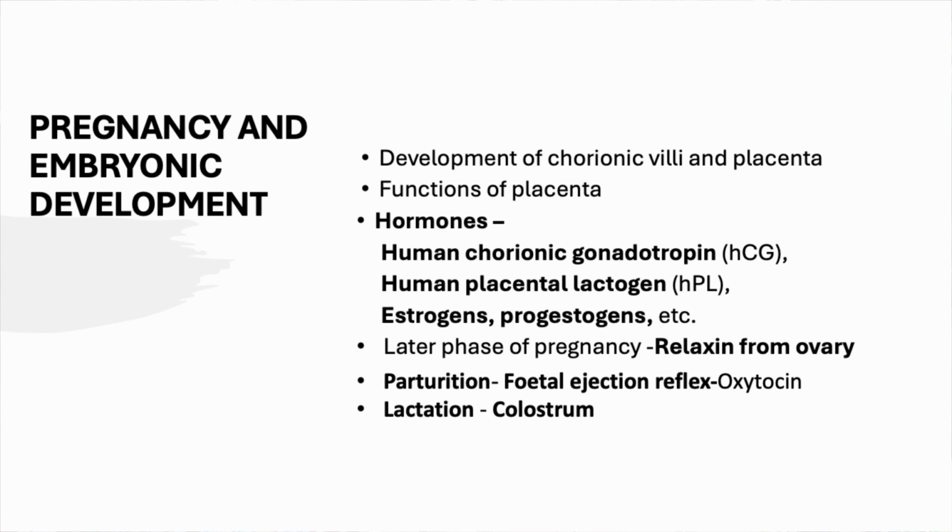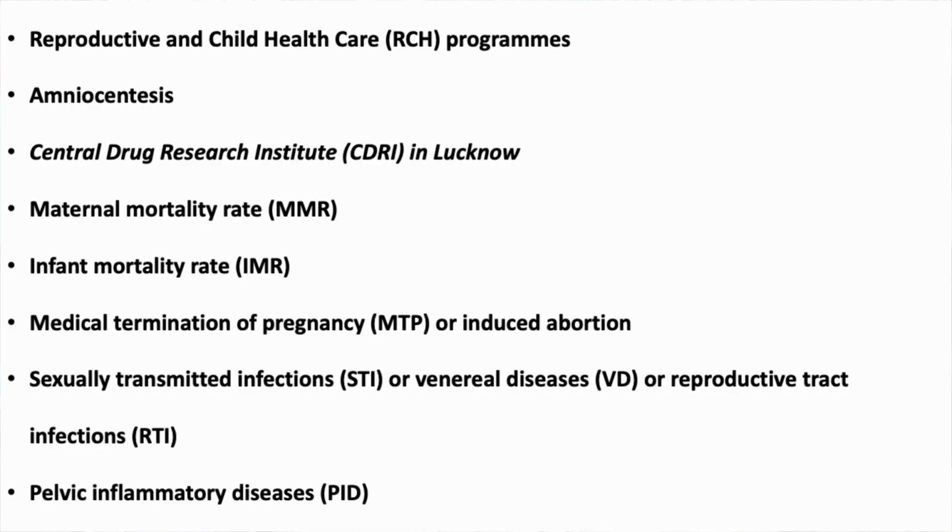Relaxin is a hormone which is secreted by the ovary. Then the importance of the fetal ejection reflex during parturition and the importance of colostrum and lactation are explained. Reproductive health is the last chapter under this heading. On the screen now you can see some abbreviations and terms which appear in the previous year questions. Learn these terms.